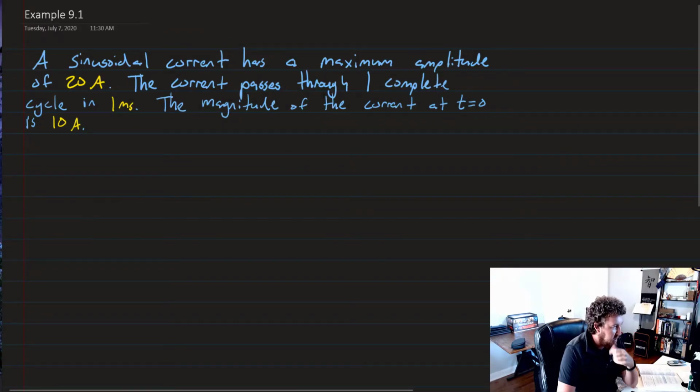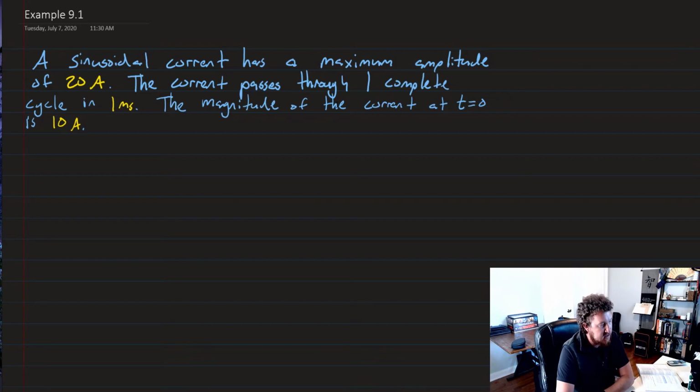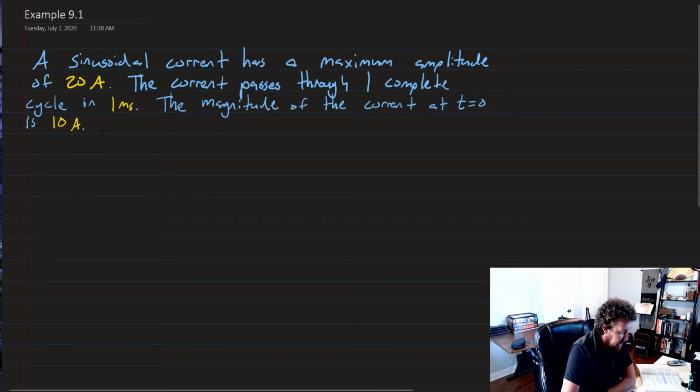In this example, 9.1, we're told that a sinusoidal current has a maximum amplitude of 20 amps, and that the current passes through one complete cycle in 1 millisecond. The magnitude of the current at t equals 0 is equal to 10 amps. And it's broken up into several parts.